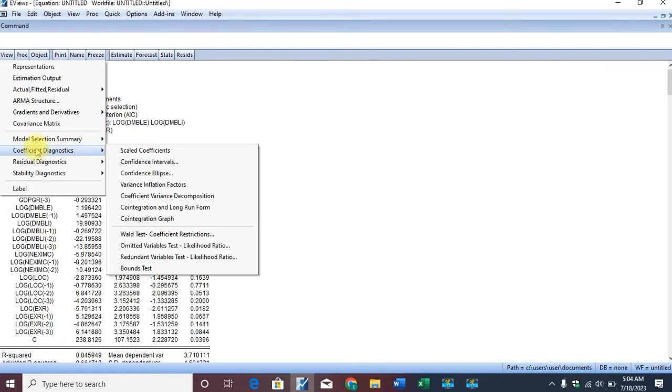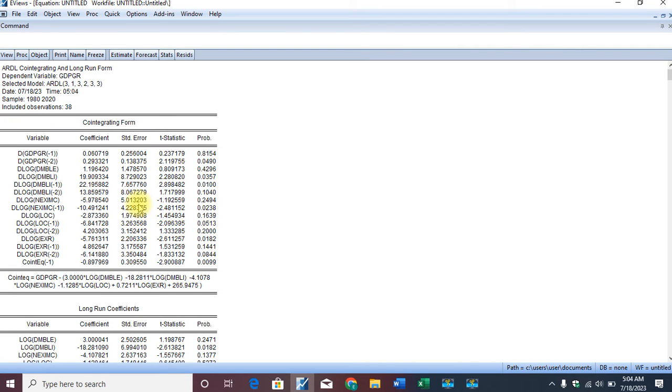You now move on to co-integrating long run forms. You will now be exposed to this ARDL co-integrating and long run forms. Dependent variable, the GDP growth rate, selected model, ARDL.